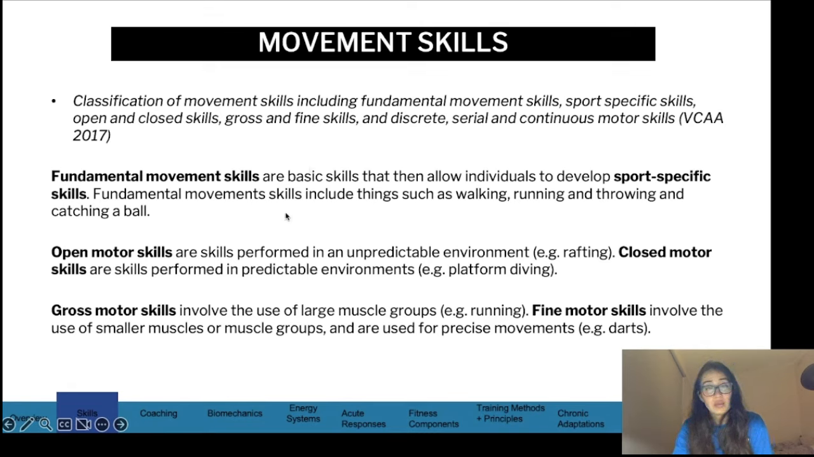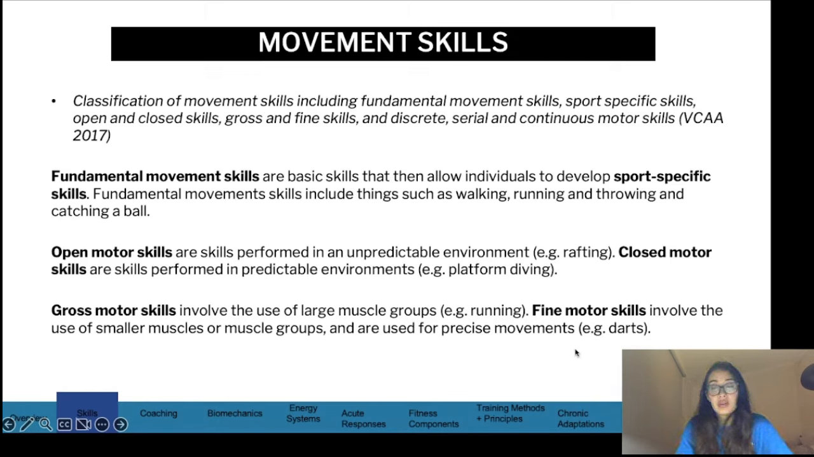So fundamental movement skills, these are basic skills that can allow individuals to develop sport-specific skills. Fundamental movement skills include things such as walking, running, and throwing or catching a ball. And they can be leveled up into sport-specific skills. For instance, fundamental can include something like throwing, whereas sport-specific can be pitching in baseball. So it's like a level up of a particular skill.